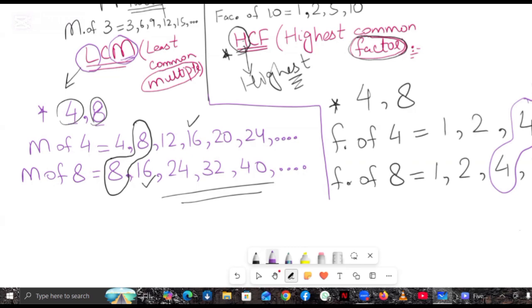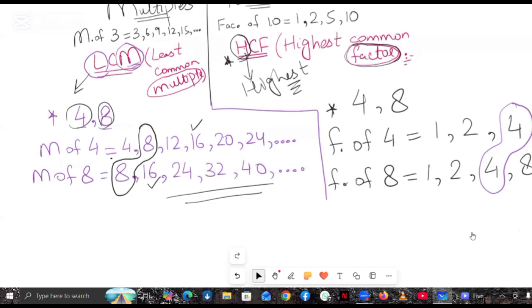If we have lowest here, then for every number the answer is always 1, because 1 is common to all the factors. So in HCF, we are talking about factors and the highest common factor. And in LCM, we are talking about multiples, the lowest or least common multiple. Is it clear? This is the main concept of HCF and LCM. Now we have proper two methods to find HCF and LCM.